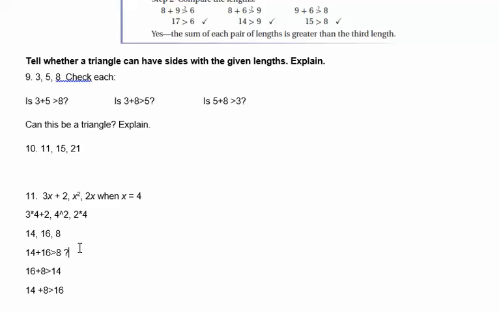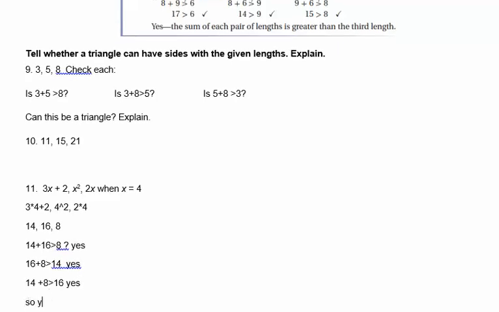14 plus 16 is 30. 30 is greater than 8, so that one's true. 16 plus 8 is 24. 24 is greater than 14, so this one is true. And 14 plus 8 is 22, which is greater than 16. So all of these work, so this can be a triangle.